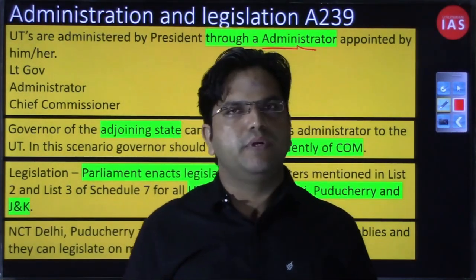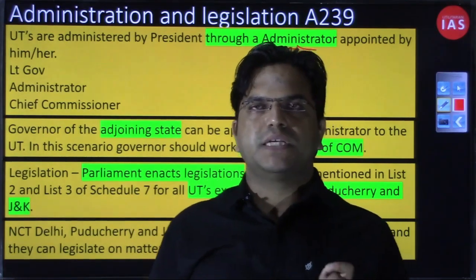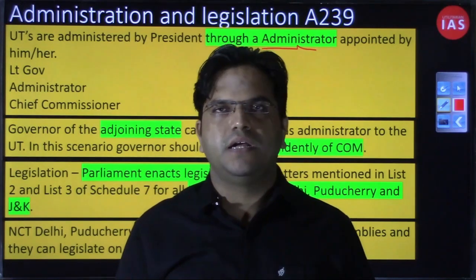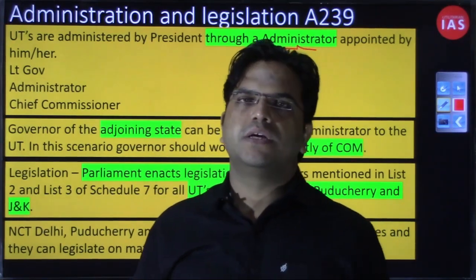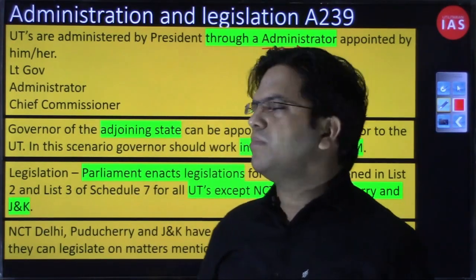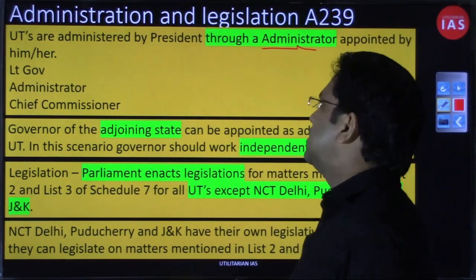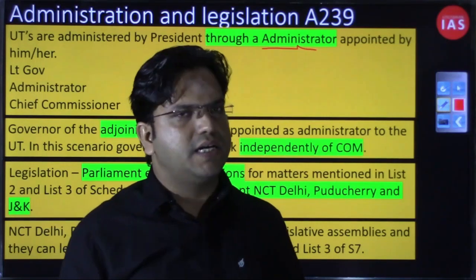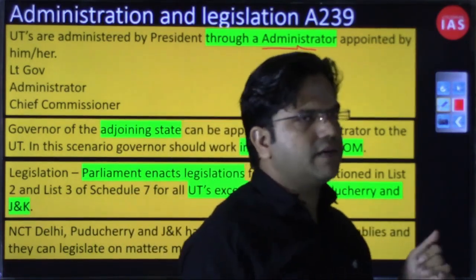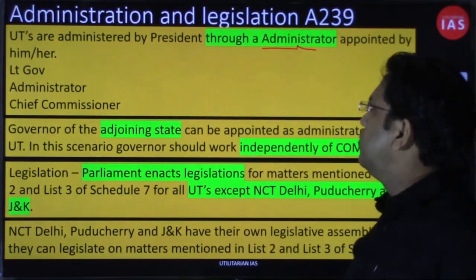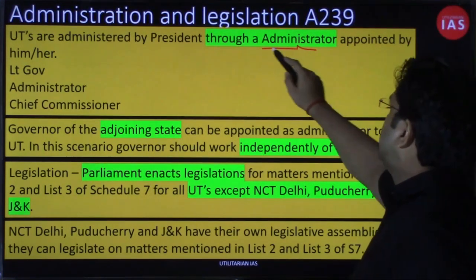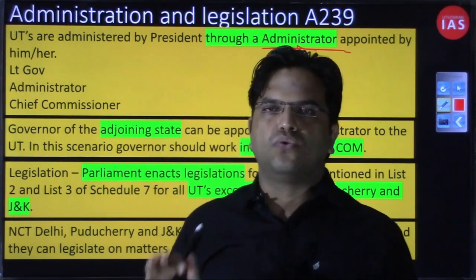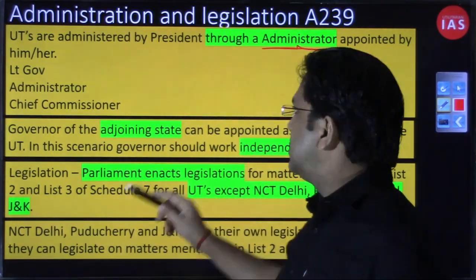He'll appoint an administrator. Of course, when I am saying that the president is going to appoint an administrator, it is not his discretionary power. He'll do so on the advice or on the recommendation of the cabinet, on the recommendation of the Union Council of Ministers. So although the president is not going to directly administer these union territories, what he'll do is appoint administrators and rule these union territories through them.